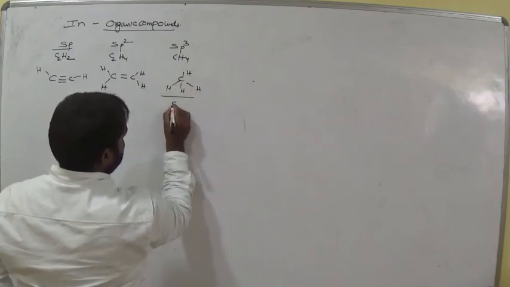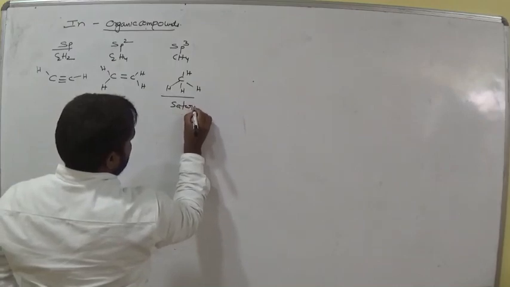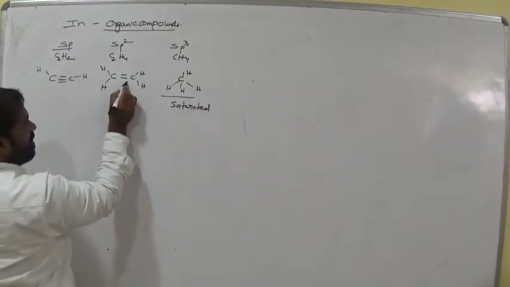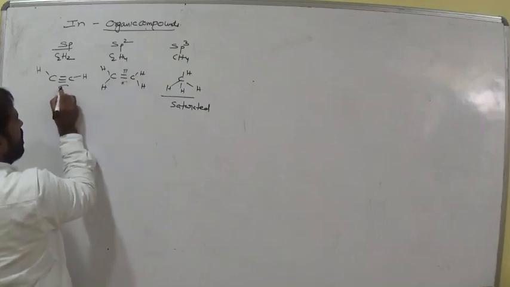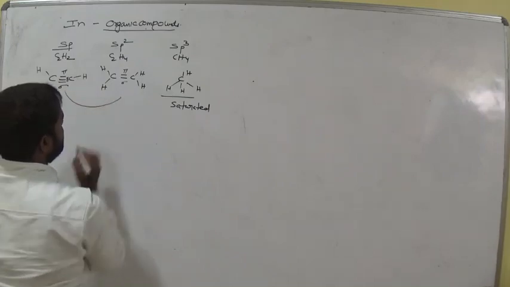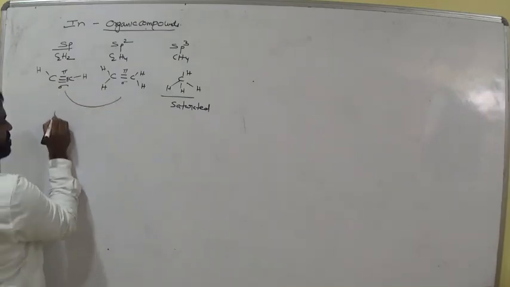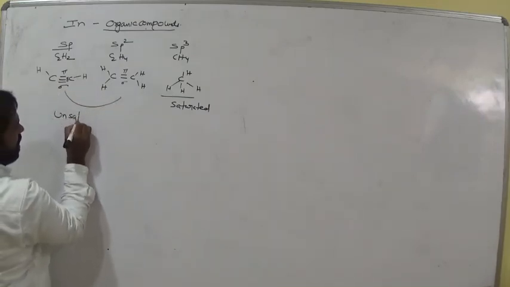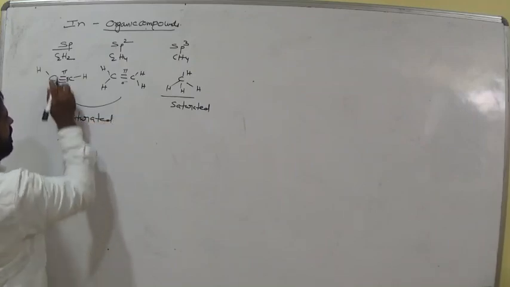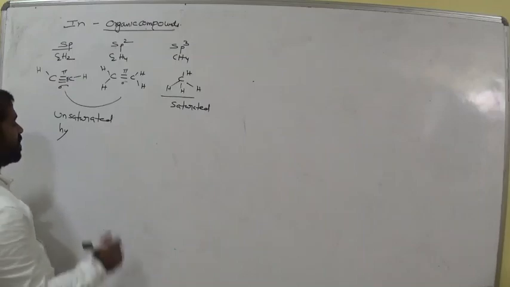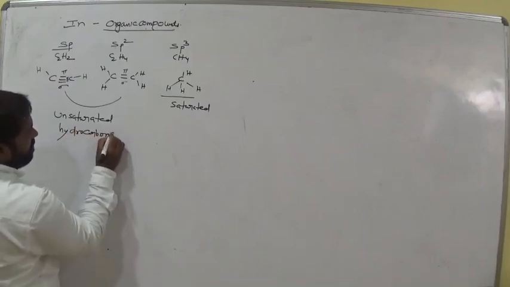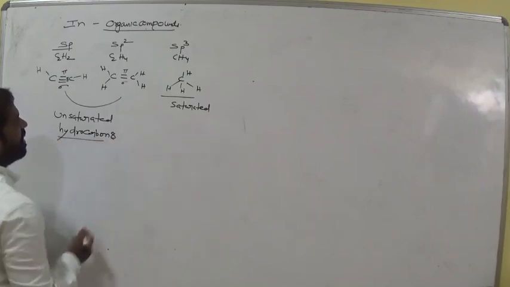Okay. This is saturated. These two are triple bond and double bond. One is sigma, another one is pi. In a triple bond, one is sigma and the other two are pi bonds. So if double bonds or triple bonds are present, that is unsaturated hydrocarbons. Only carbon and hydrogen are there, so we call it hydrocarbons. Remember this. Saturated hydrocarbons.